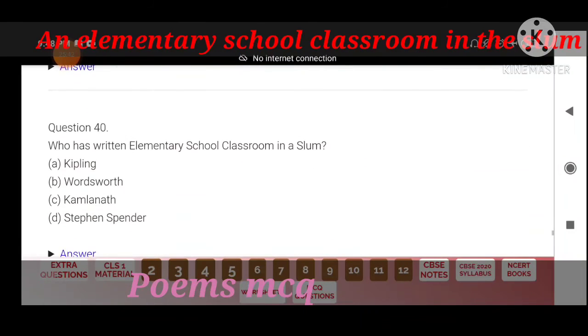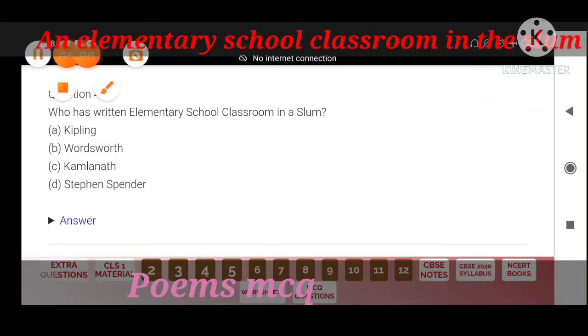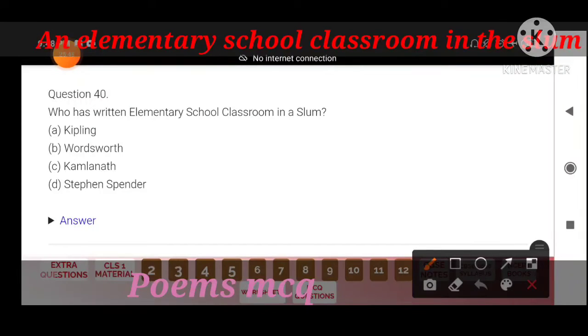Who has written Elementary School Classroom in a Slum? Kipling, Wordsworth, Kamalnath, or Stephen Spender? The answer is Stephen Spender. This one, last one.